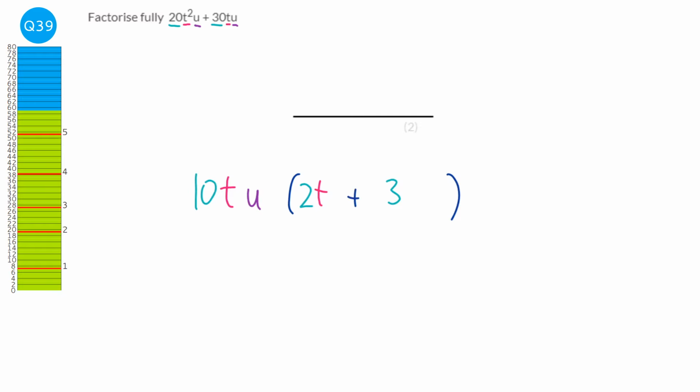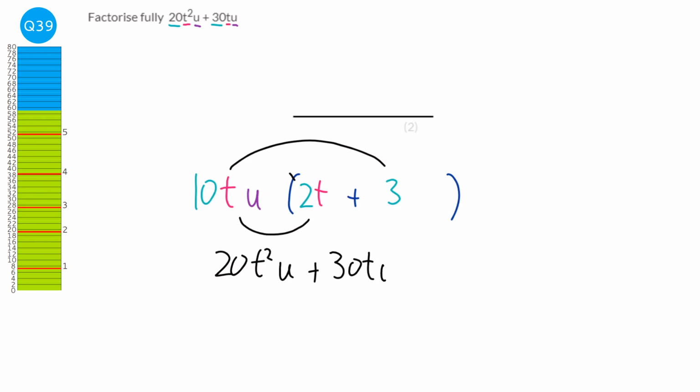Now, always when you do this, expand the bracket to check if you've made any mistakes. I'm going to do smiles and rainbows; there are loads of different methods. So 10 times 2 is 20, t times t is t squared, and then the u, plus 10 times 3 is 30 times t times u. So we know we've got the right answer. Our answer is 10tu brackets 2t plus 3.